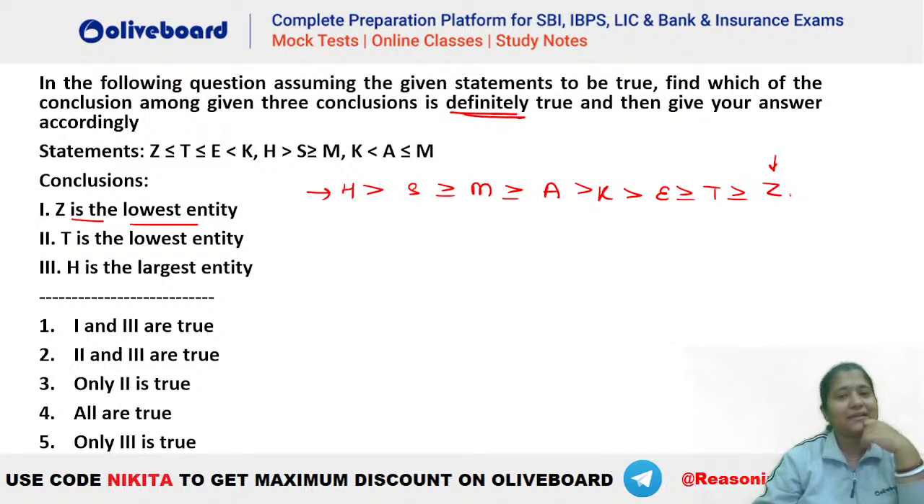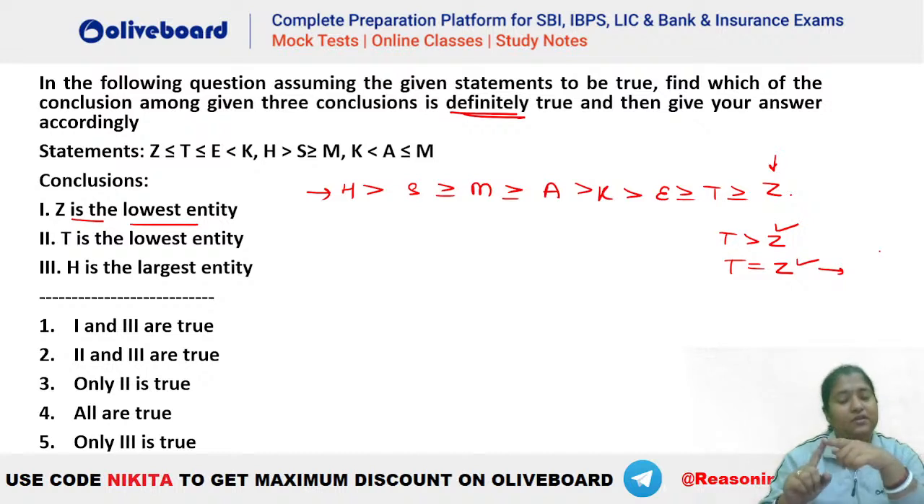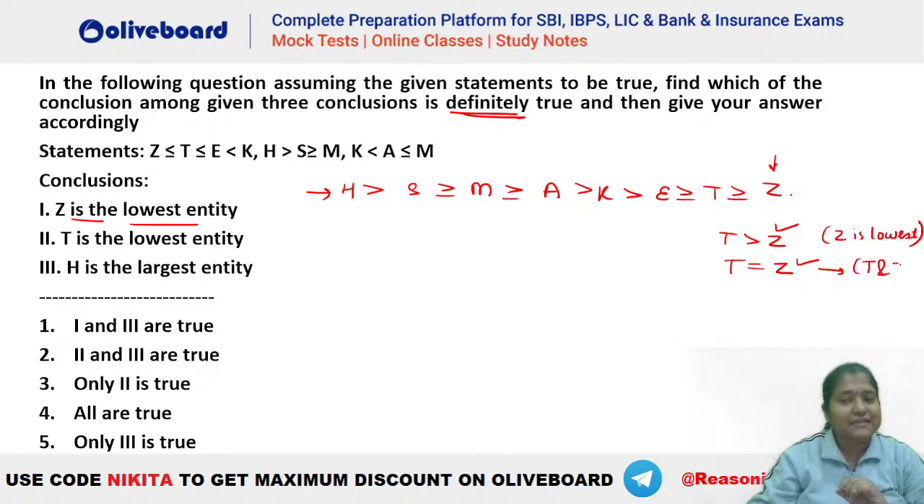It says T is greater than Z. Now there are 2 possibilities. Either T is greater than Z or T can be equal to Z. In this particular condition, you can see Z will be the lowest entity, isn't it? I hope this is clear that in either of the cases, Z will be the lowest entity. In this particular condition, T and Z both will be the lowest entity, right? Here, Z is lowest. In the second one, T and Z both are lowest, isn't it? But in either of the situations, Z is lowest is true.